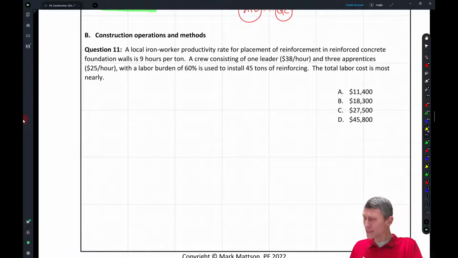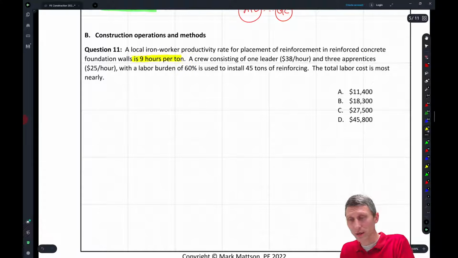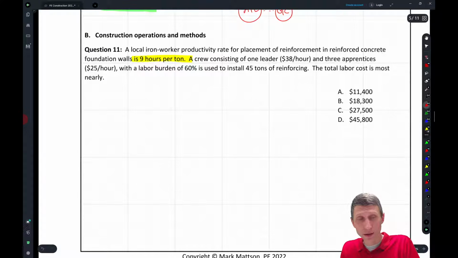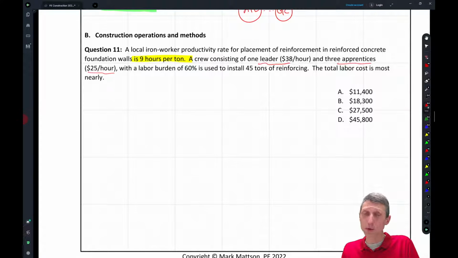So let's keep going, and we'll go to question number 11, where we have a local iron worker productivity rate for placement of reinforcement in reinforced concrete foundation walls of 9 hours per ton. So it takes 9 hours to put in a ton of rebar. A crew consisting of 1 leader, a super here at $38 an hour, and 3 apprentices at $25 an hour, with a labor burden of 60%, is used to install 45 tons of reinforcing. The total labor cost is most nearly.